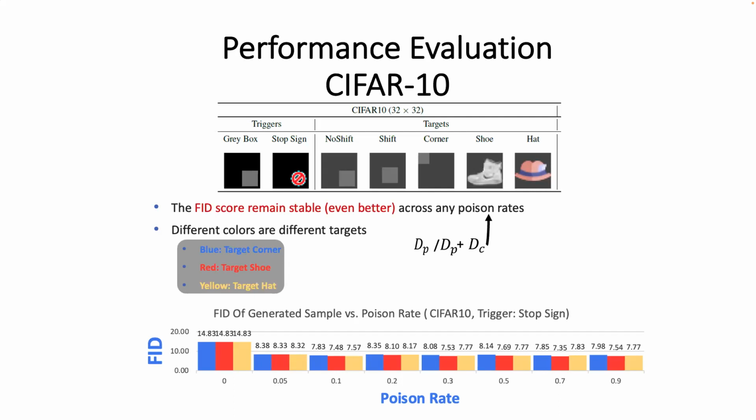So the bottom shows the FID score in terms of the poisoning rate. Zero poisoning rate means there is no attack happening. What is interesting is that on this data set, even if you poison a very high percentage of the images, the backdoor model still remains a very good FID score, which means the utility still remains pretty high.